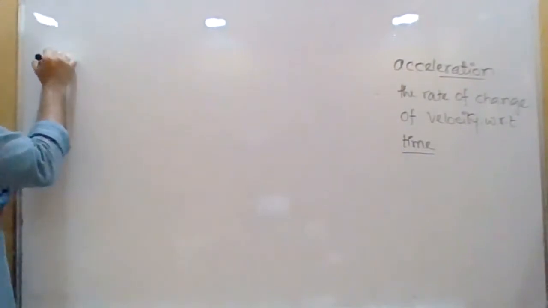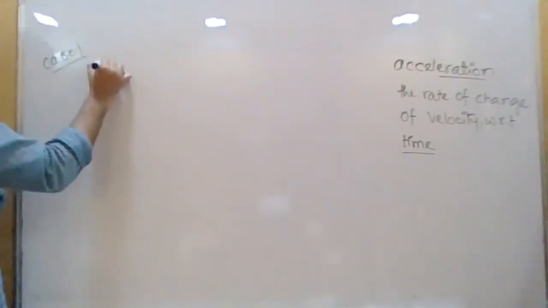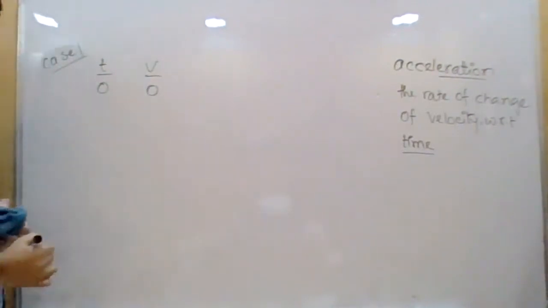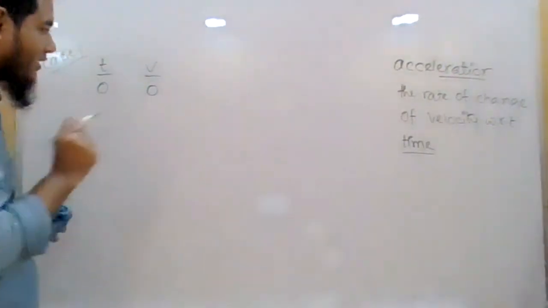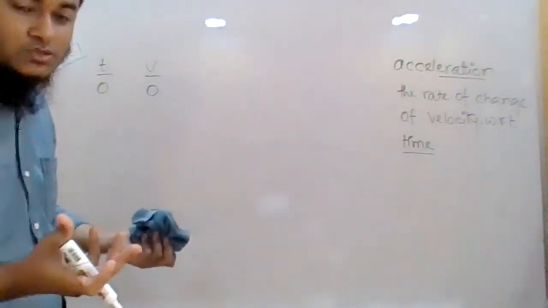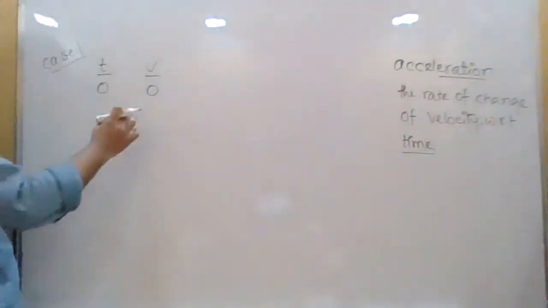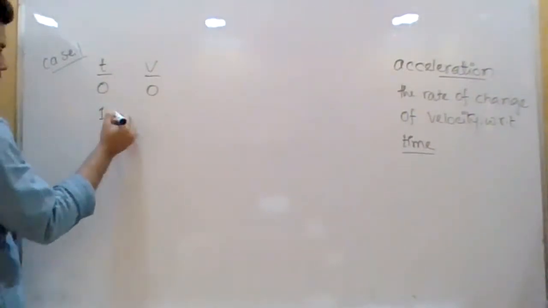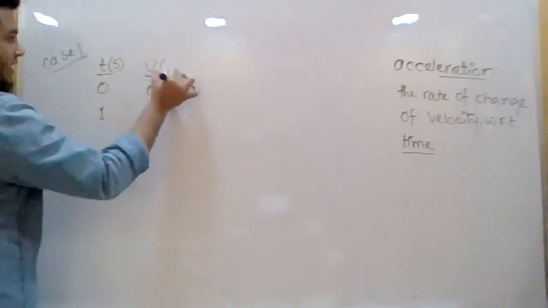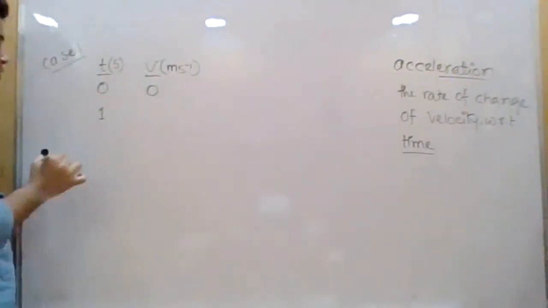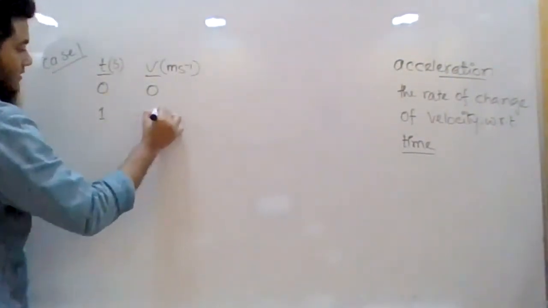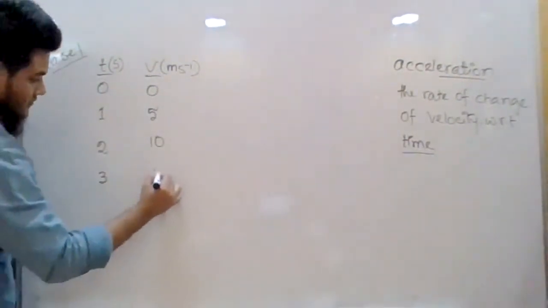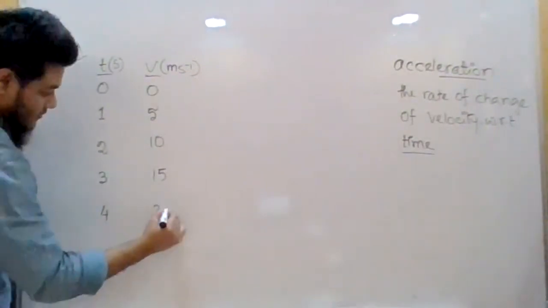Okay, this is case one. With time, let us observe how the velocity is changing. When time was zero, let us say velocity was zero. That means the body was at rest. When I say the velocity is zero, that means the body is not moving, so the body is at rest according to physics. Here time is in seconds and velocity is in meters per second. After 1 second the velocity became 5, after 2 seconds velocity became 10, after 3 seconds velocity became 15, then 20.